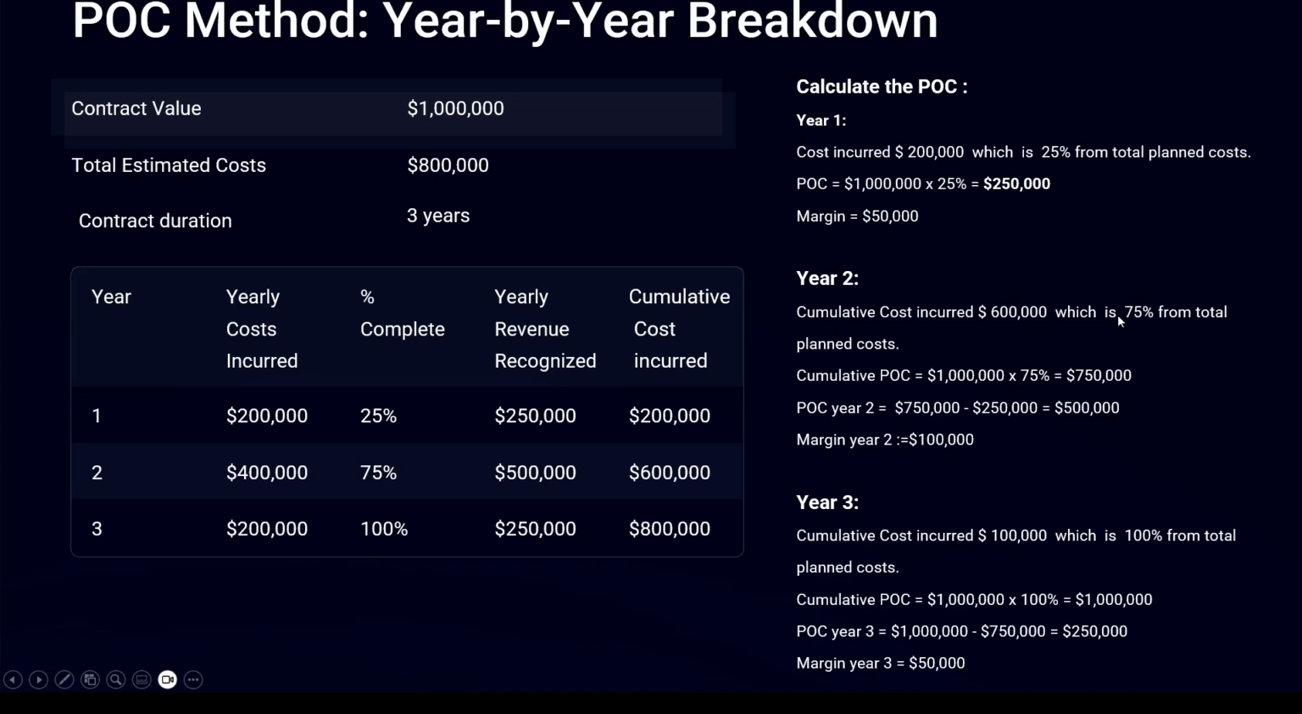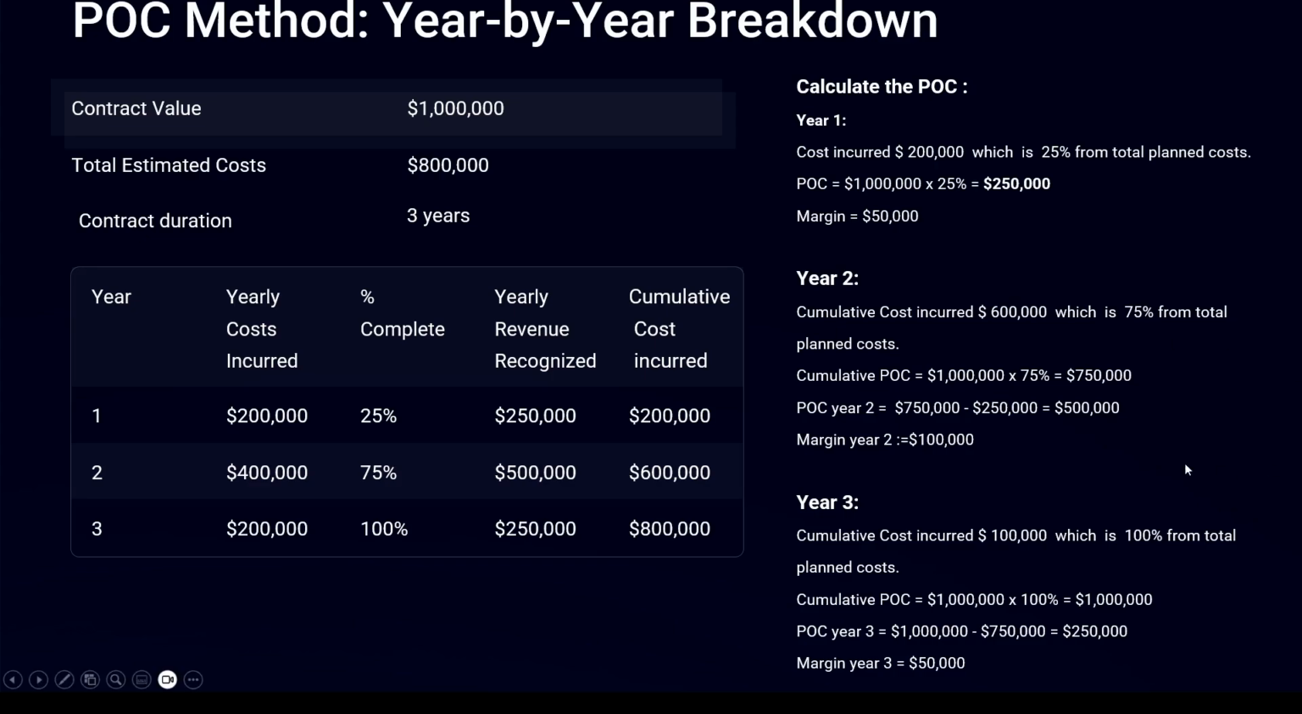I will repeat, 75%, which is 600,000 divided by the total estimated cost of 800,000, and we get 75% as the percentage of completion for this project. Then we multiply this 75% by 1 million, which is the contract value, and we get the cumulative POC for the company, which is 750,000. This is the total revenue for year 1 and year 2. This is the up-to-date POC generated.